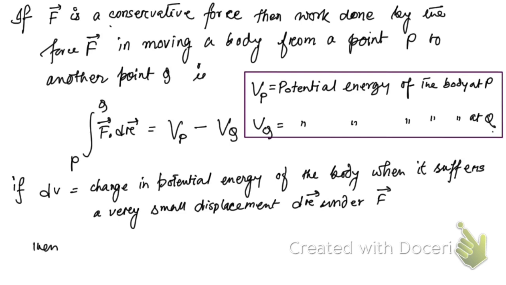Then we can write Vp minus Vq. This potential difference will be given by minus integration P to Q dV. That's what we're gonna have, right? So this dV is the change in potential when the body is displaced through a very small displacement. So when it is displaced from P to Q, the change in potential will be given by dV. Change in potential means the potential difference between the 2 points, final and initial points, right? So hope you have understood this.